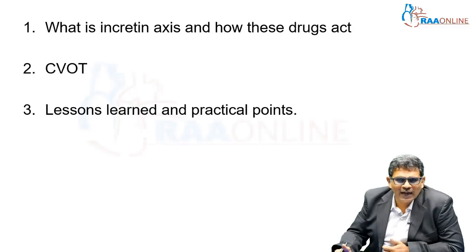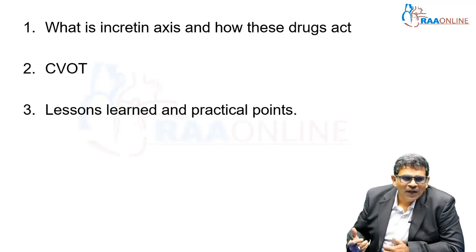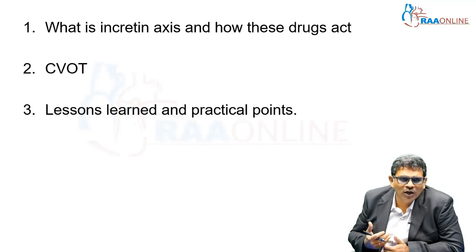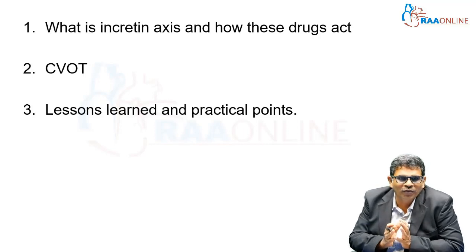What is the incretin axis and how do these DPP4 inhibitors act? That is the first thing. The second thing is about the cardiovascular outcome trials, which you all need to know. Why did these cardiovascular outcome trials come, what did we learn from them, and how can we extrapolate them in the perspective of DPP4 inhibitors?